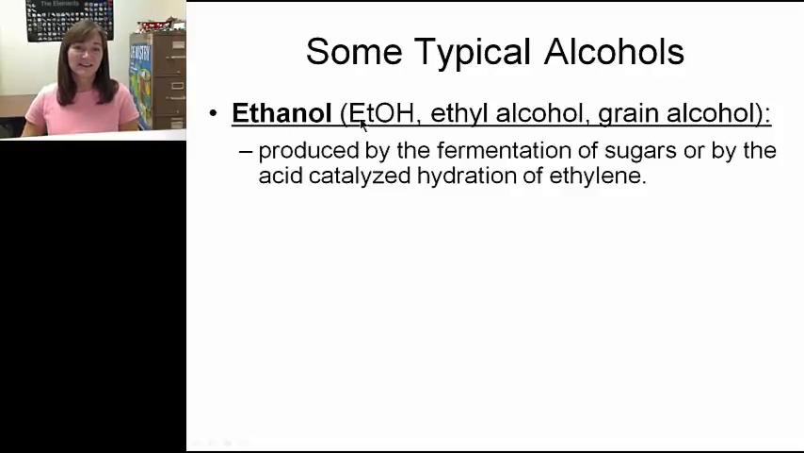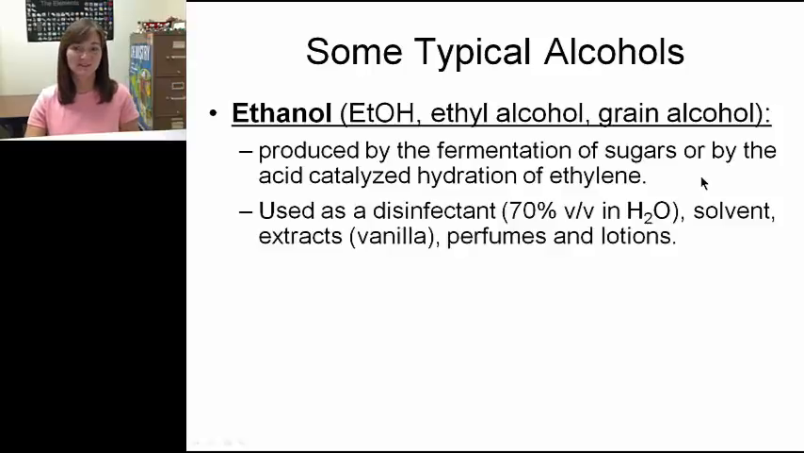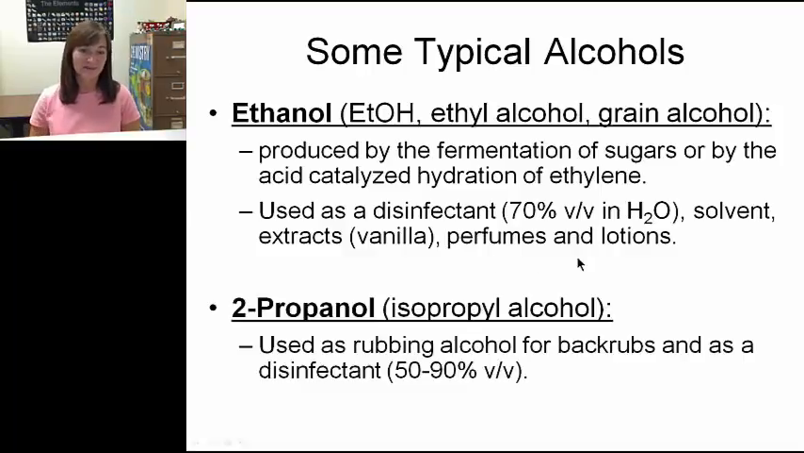Ethanol, here abbreviated EtOH, common name ethyl alcohol, also called grain alcohol. This is produced by the fermentation of sugars or by the acid catalyzed hydration of ethylene. So that should be sounding a little more familiar because we talked about hydration of alkenes. It's used as a disinfectant. It's a good solvent, so it's good for dissolving things. Many of your extracts have ethanol in them, for example your vanilla extract, and it's used in perfumes and lotions. It is also the beverage alcohol.